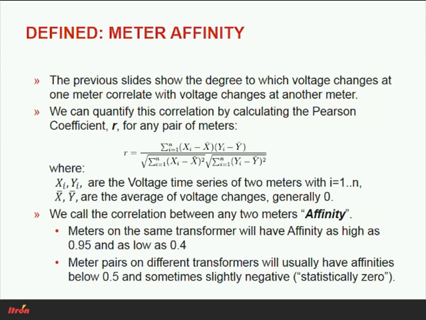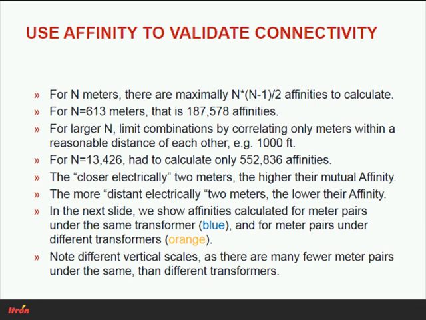So how does this work when we do it for a whole lot of meters? First of all, the numbers get kind of big. If you just take n meters and you were to calculate affinity for any 2 pairs without repetition, you get basically n squared. And that, of course, very rapidly gets too large. For example, for 630 meters, which is one data set that we used, you come up with 187,000 and change affinities.